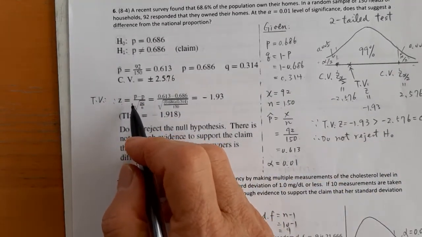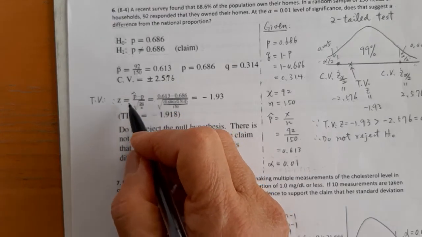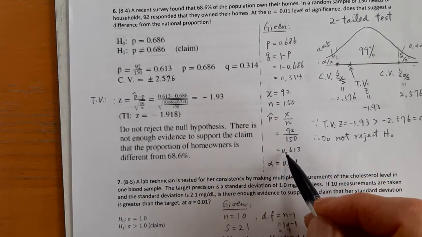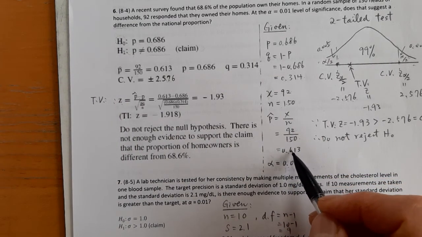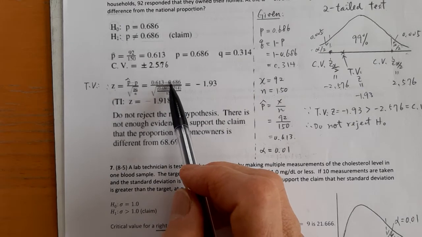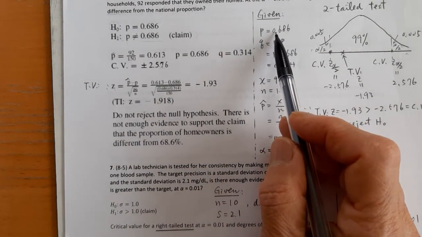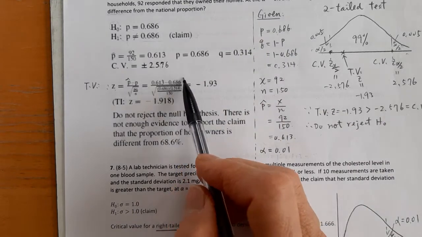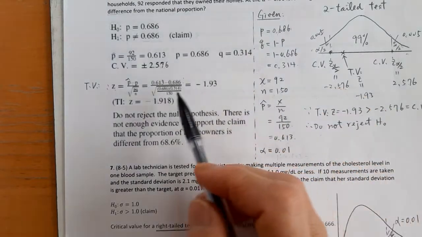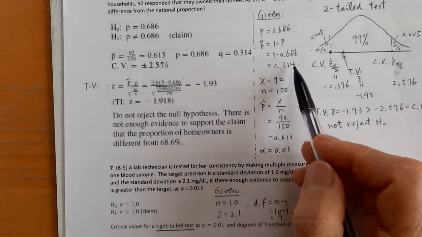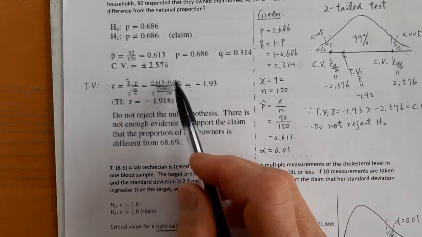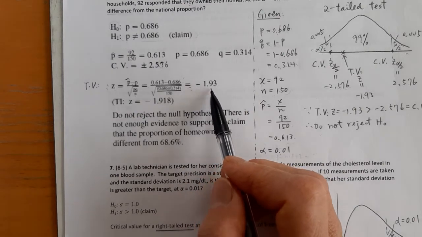z equals p hat minus p over square root of pq over n. P hat is 0.613, minus p. P is 0.686, divided by square root of p, 0.686, times q. Q is 0.314, divided by n. n is 180. Take the square root. Use the calculator. You figure out this is negative 1.93.